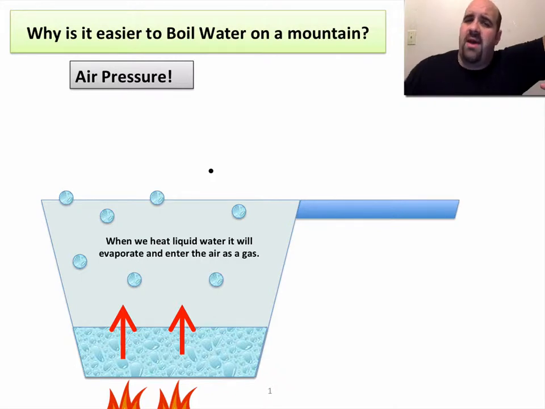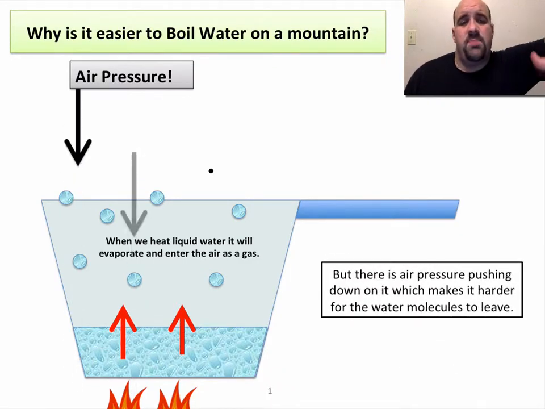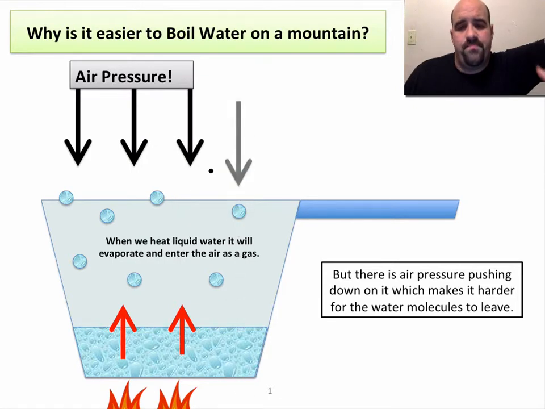When we look at our pressure mat in class or see many of the pressure demos we do, we know that air pressure is 14.7 pounds per inch squared. So air pressure is pushing down on the water, making it harder for the water molecules to leave. If there was a lot less air pressure, water would be able to boil and evaporate much easier. If you didn't see this, you will see this in the vacuum pump in class.